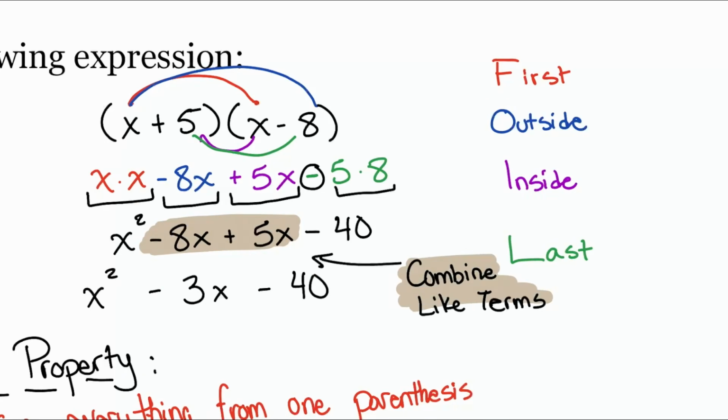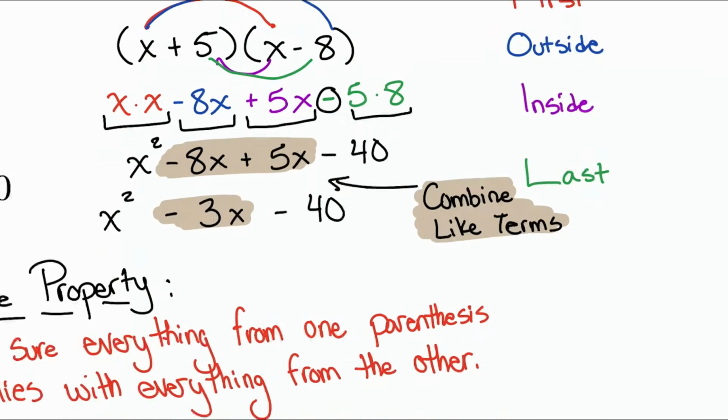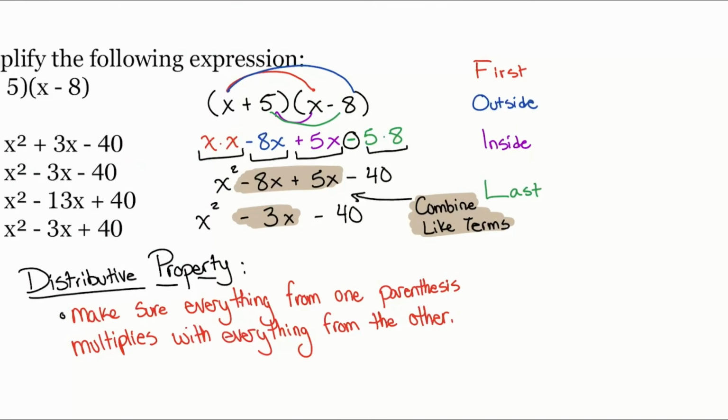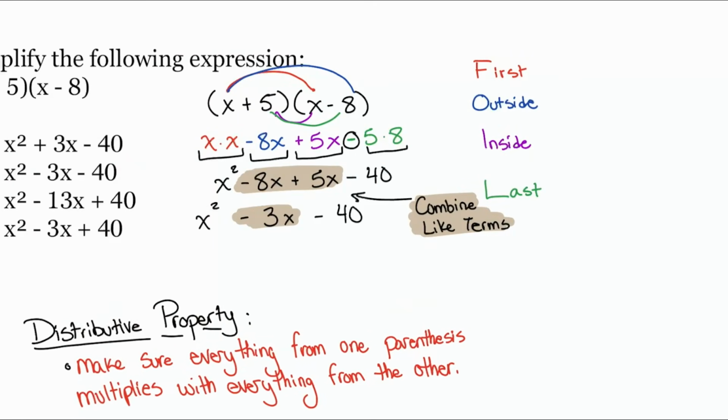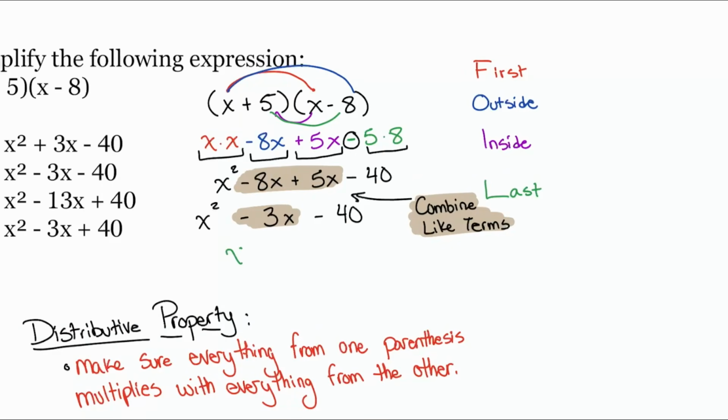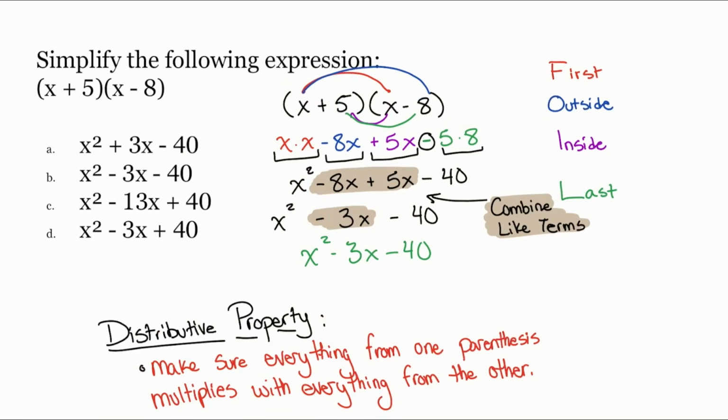Let me just highlight all this so you can see it. We combined our like terms, and we're done. That's it. Let me go ahead and just move this a little lower and show you our final answer here of x squared minus 3x minus 40, which, everybody, the correct answer listed is which choice?